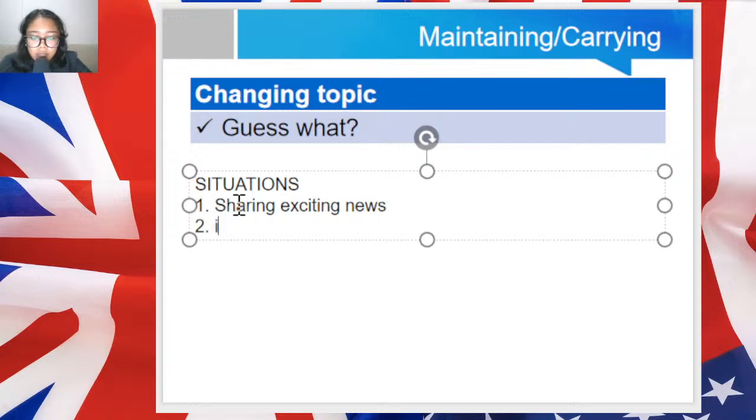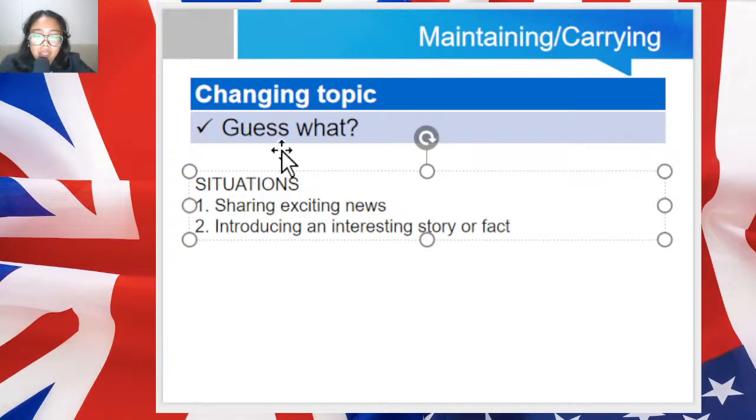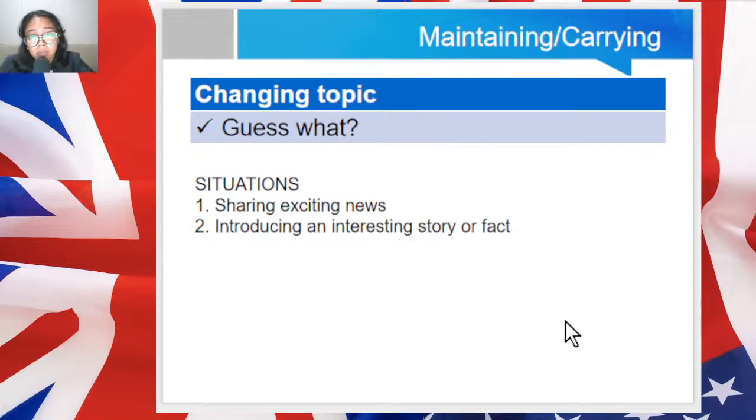Next to that is introducing an interesting story or fact. Okay? Sometimes you want to share a fun fact or a funny story that you just heard and you want to get the other person's attention first. So guess what? The phrase is the perfect way to do this. Okay? Still with your friend, you and your friend are talking about your favorite foods.